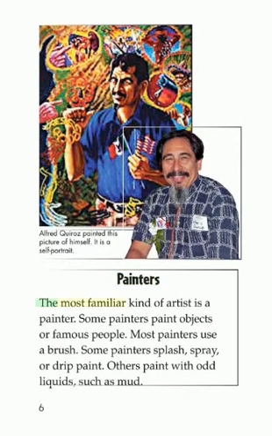Painters. The most familiar kind of artist is a painter. Some painters paint objects or famous people. Most painters use a brush. Some painters splash, spray, or drip paint. Others paint with odd liquids, such as mud.